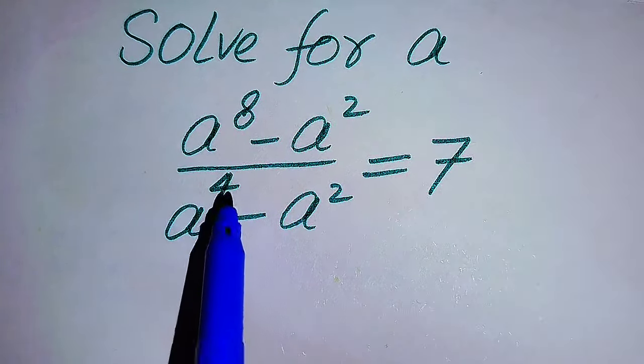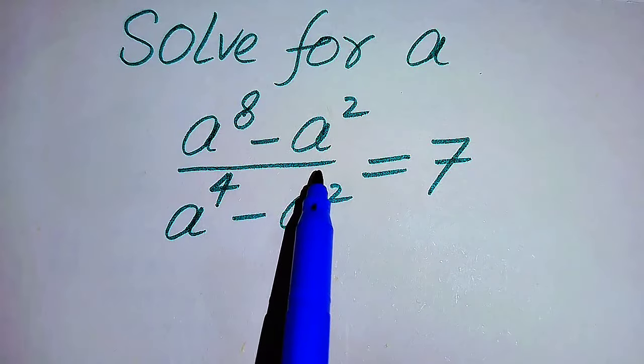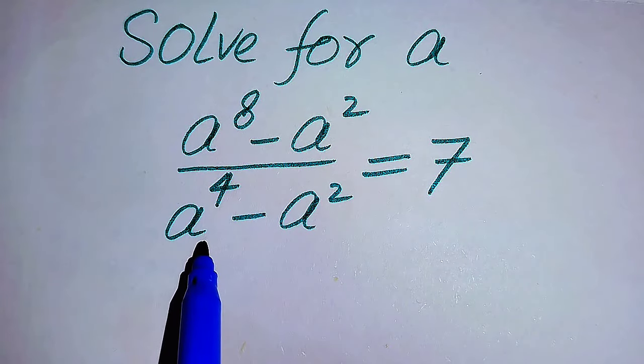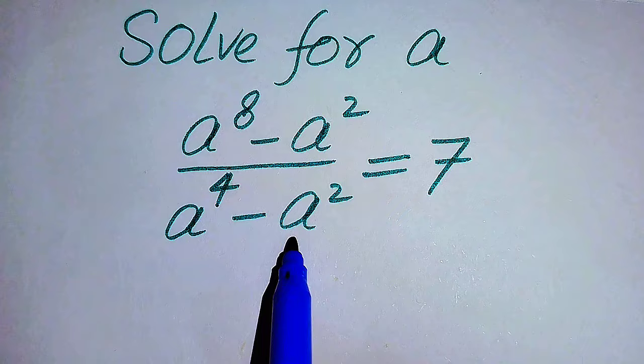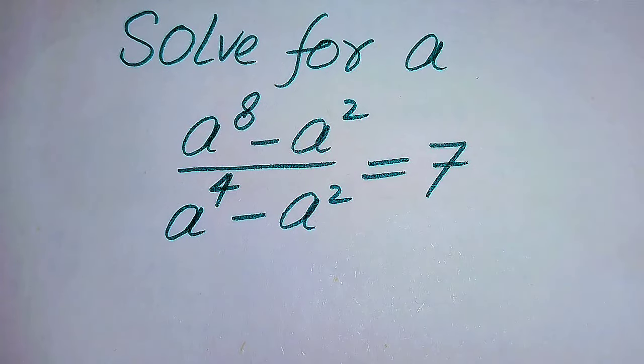If we have a to the power of 8 minus a squared, divided by a to the power of 4 minus a squared, equals 7, and we solve this problem for all the values of a. So here we need to find all the roots of this equation.